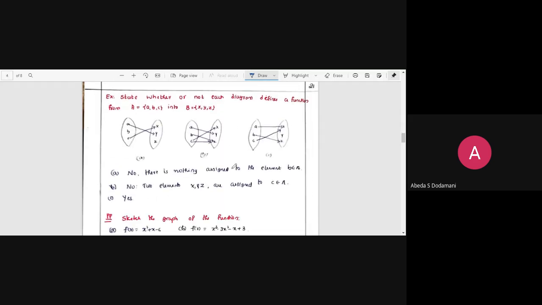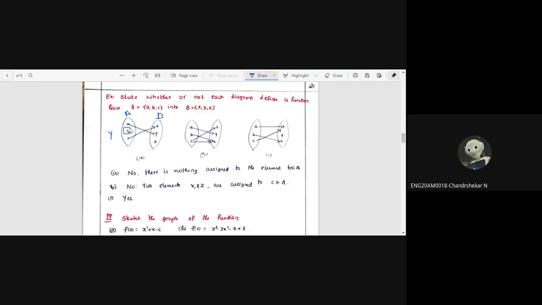So now let's go on to some examples. State whether or not each diagram defines a function from A to B. So quickly, guys, just tell me. Here I have one diagram, A to B. Is it a function or not? It is not a function. Why?